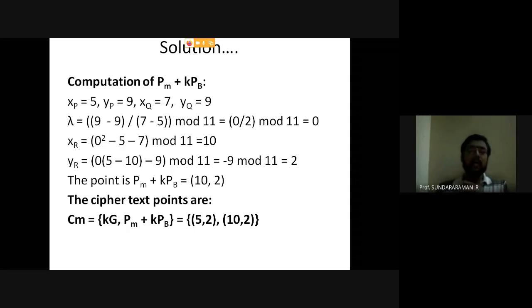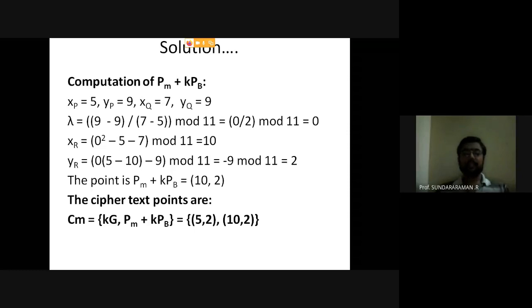Now coming to the xr, 0 square minus xp minus xq, xp is 5 and xq is 7, so minus 5 minus 7, that is minus 12 mod 11. So 11 minus 12, that is minus 1 mod 11, is equal to 10, and similarly yr is equal to minus 9 mod 11, which gives you a value 2. So the point PM plus k into PB is equal to 10 comma 2.